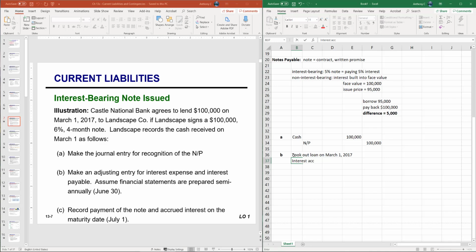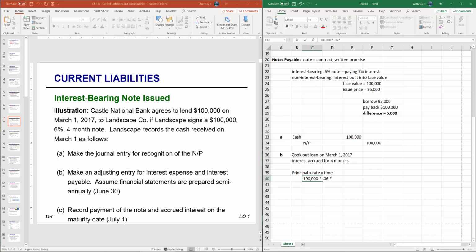All right, so as of June 30th, we're accruing interest for March, April, May, and June, or the full 4 months. Interest is accrued for 4 months. Right, and so to calculate interest then, principal times rate times time. Our principal in this case is the $100,000. Our interest rate, we have a 6% 4-month note, so interest rate is 6%.